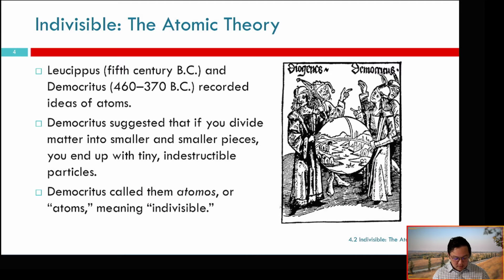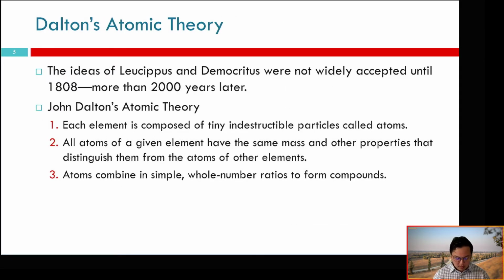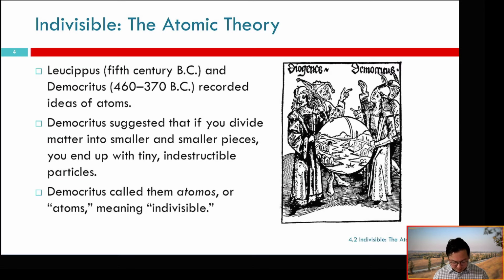I looked up how to pronounce this. Leucippus, I think is how you pronounce it, and Democritus were the first recorded ideas of the atom. And it was Democritus that suggested, like I was saying with this Apple Pencil, if you broke this into smaller and smaller pieces, eventually you would end up with a tiny indestructible particle. Democritus called those particles atomos, or atoms, meaning indivisible. And from there, it was a long time. That was somewhere between 460 and 370 BC.